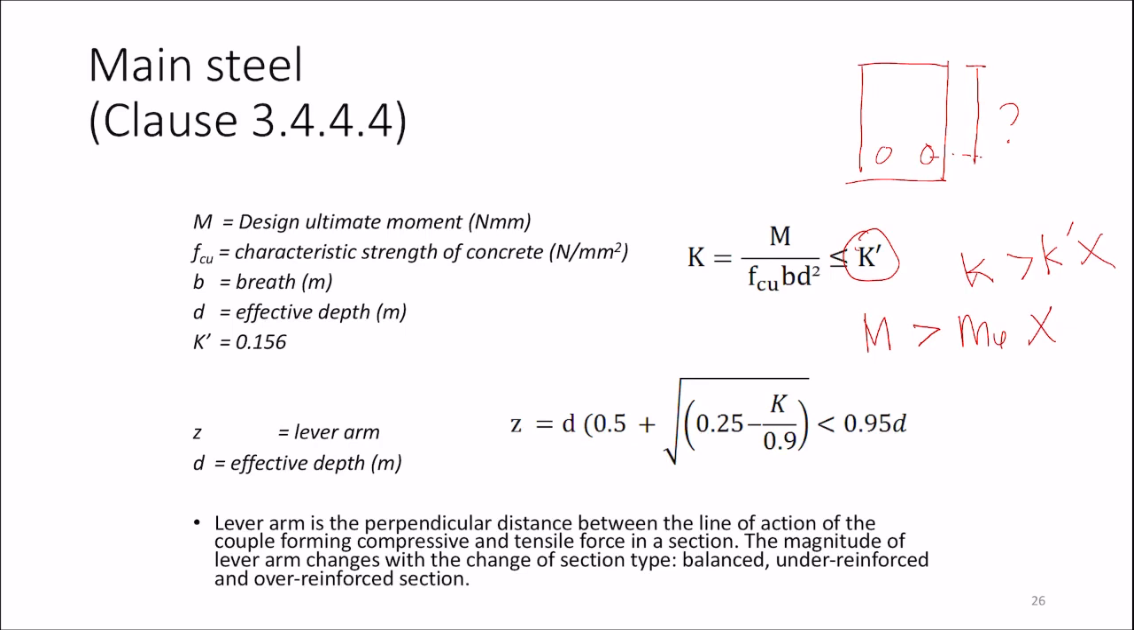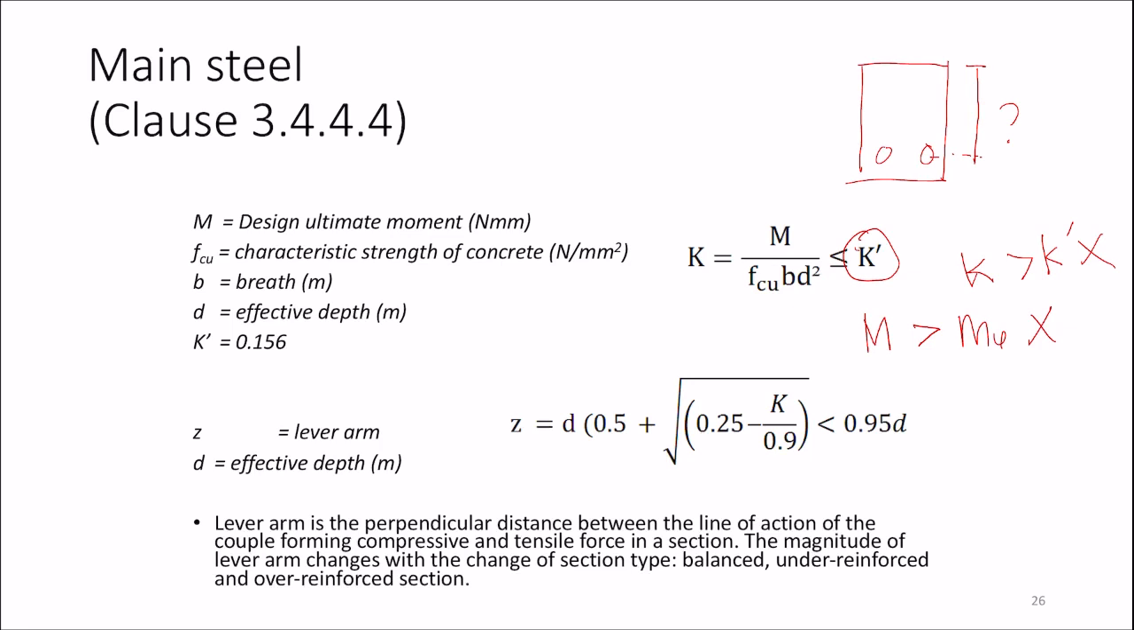Lever arm ni adalah distance daripada line yang antara tensile force dan compressive force. Okay, dia tak sama sebab dia boleh berubah. Kalau katakan balance, Z ni value ni akan lain. Kalau under reinforced, Z value dia akan lain. Kalau over reinforced, Z value dia akan lain.